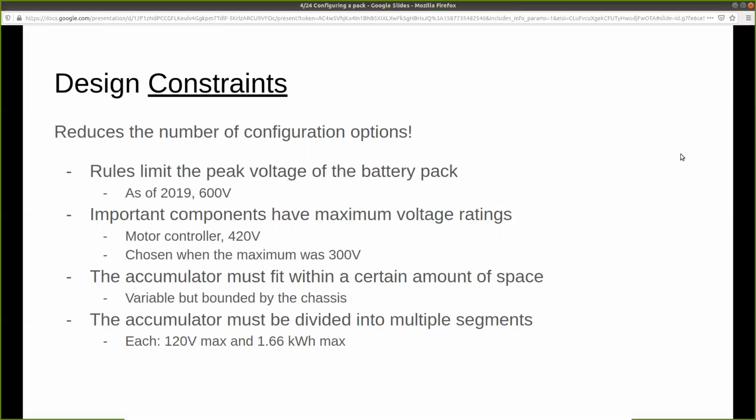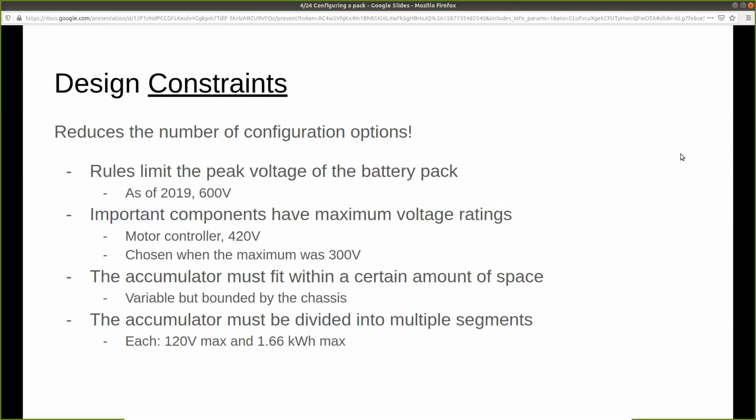When you first start this process, it can be overwhelming because there are infinite numbers of combinations of series and parallel cells that might be viable. But as you think of all the different constraints, there's a peak voltage that the rules limit. Certain components in our powertrain have max voltage ratings. In this case, our motor controller is the limiting factor at 420 volts. The accumulator has to fit within a certain amount of space, and it has to be divided into a certain number of segments. We have 6 segments in the Mark V battery pack, and the rules designate that each one can have a 120 volt max or a 1.66 kilowatt hour max for energy storage.